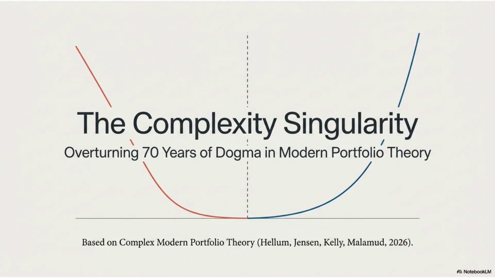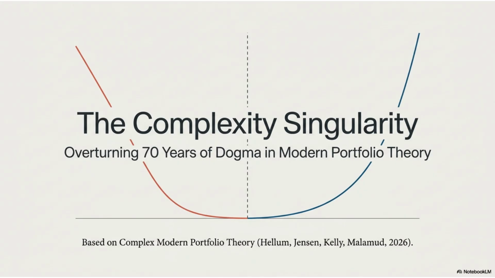Which makes today's deep dive so incredibly compelling. We are exploring a 2026 finance paper, titled Complex Modern Portfolio Theory, by Helm, Jensen, Kelly, and Malamud. And these researchers discovered that in the high-stakes environment of statistical modeling, that laughable overfitted model might actually be the only one that works. It's quite a paradigm shift.